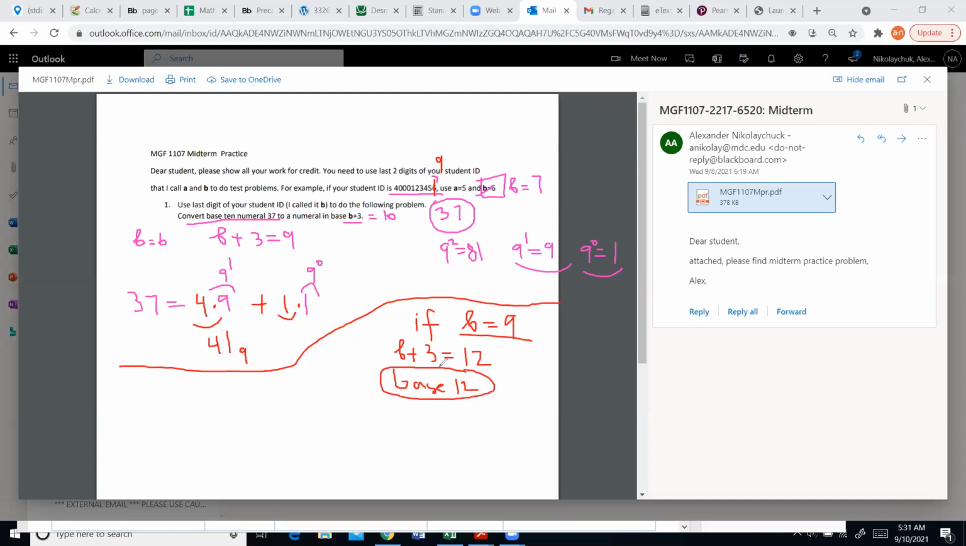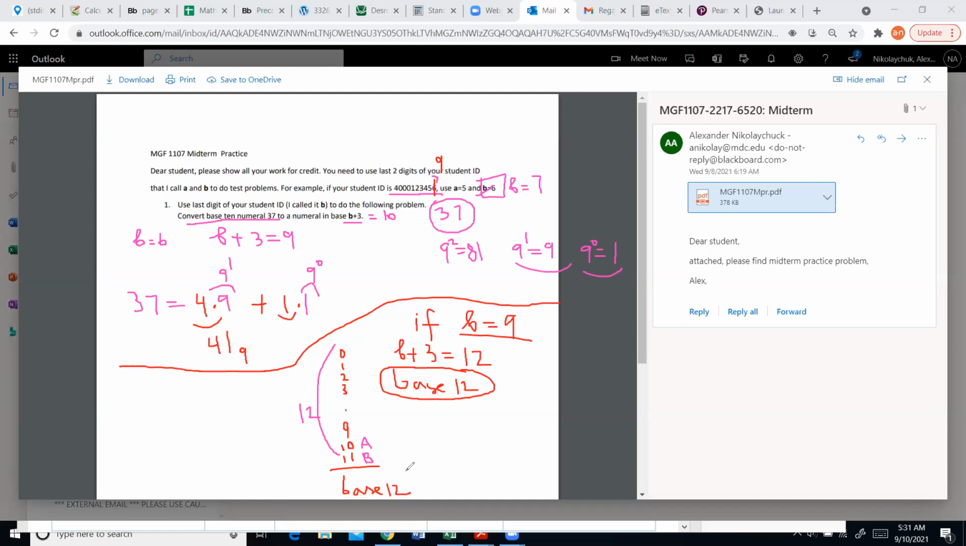Okay. So can you write 37 in base 12? Yes, of course. The digits in base 12 will be 0, 1, 2, all the way through 9, and then you also have 10 and 11, because base 12 needs to have 12 digits. So there should be a total of 12 digits, you see? What are the digits here? For 10, we use A, just like in base 16. And for 11, we use B.